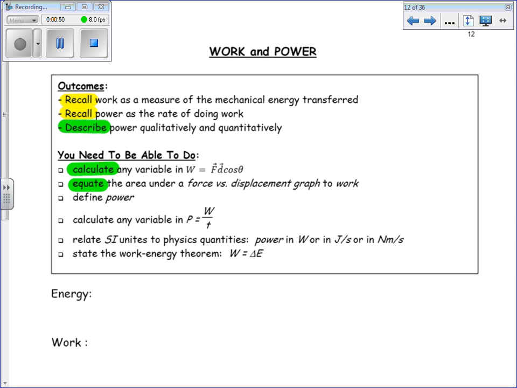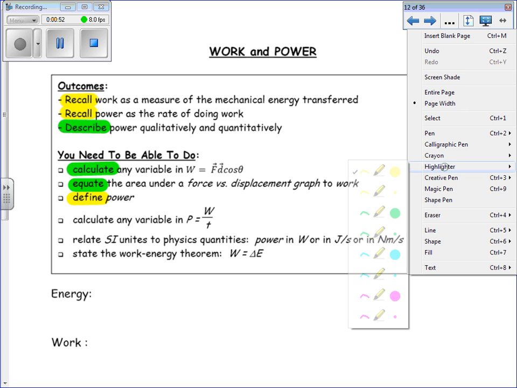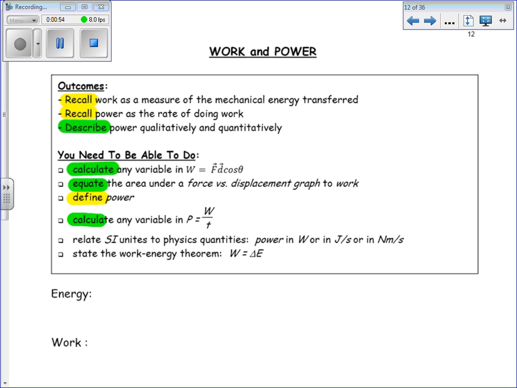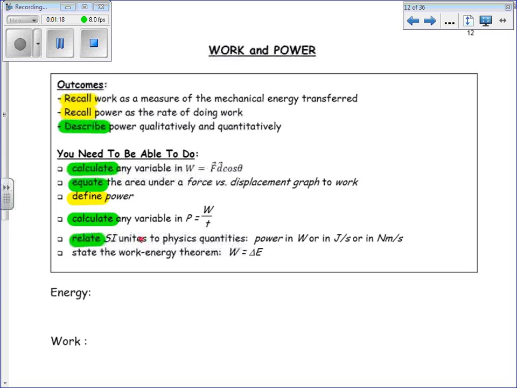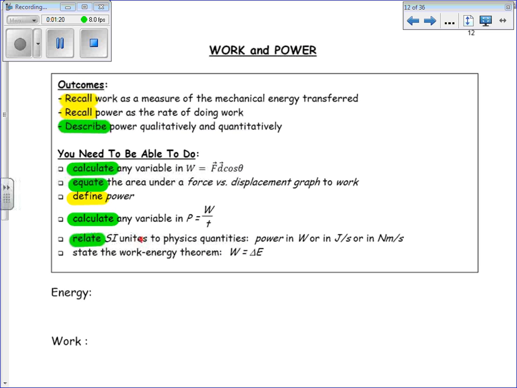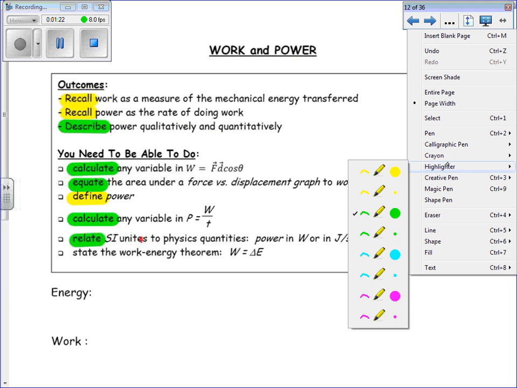Define power. Calculate any variable in power is equal to work divided by time. Relate system international units, so that should be just units without the extra E in it there, not unites, to physics quantity, so power is in watts or in joules per second or in newton meters per second, and state the work energy theorem. So that's yellow.